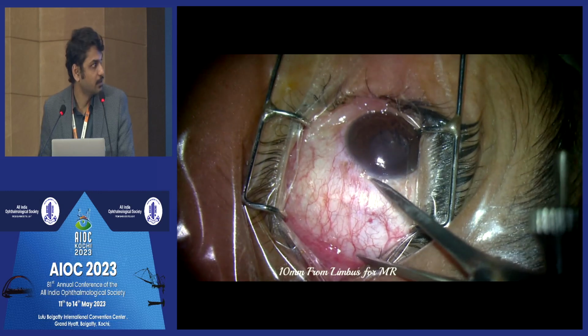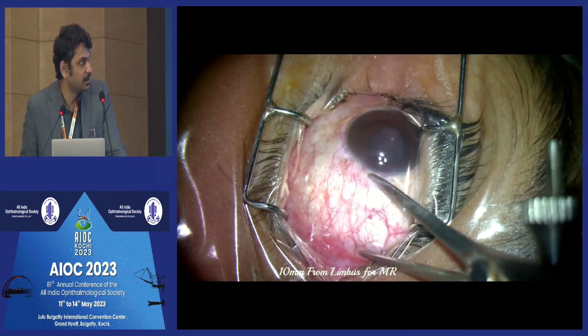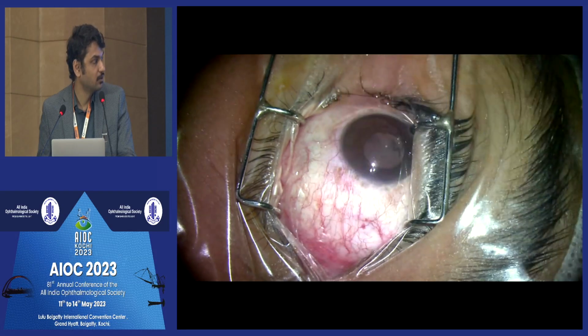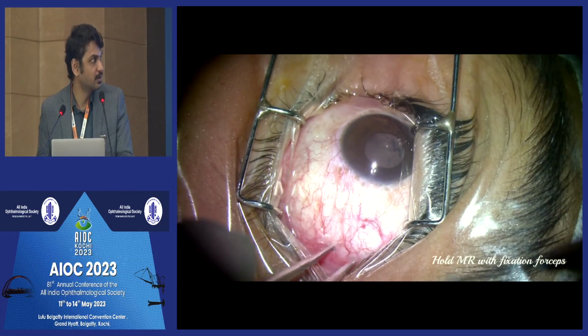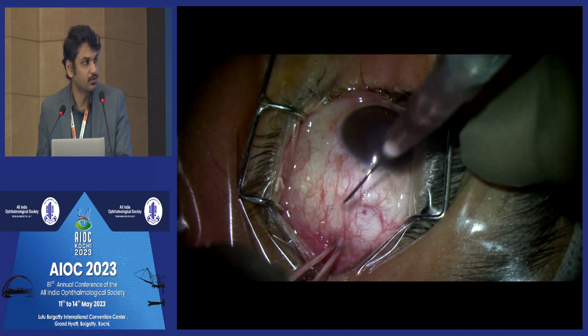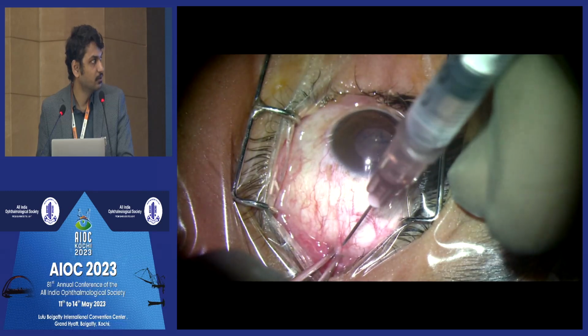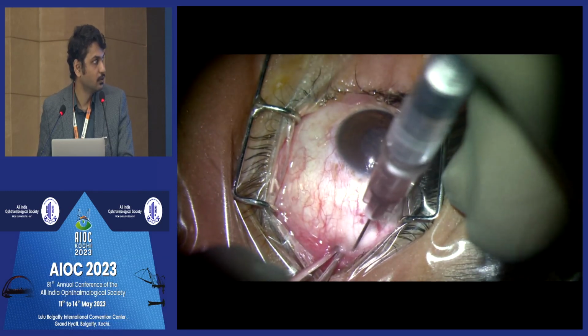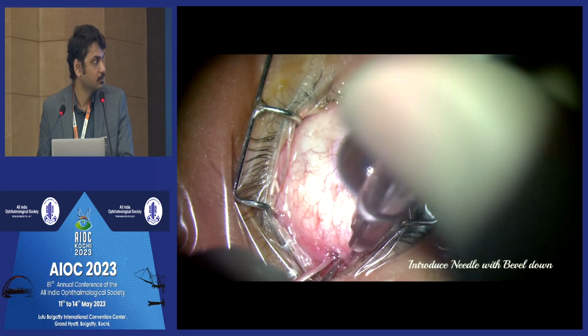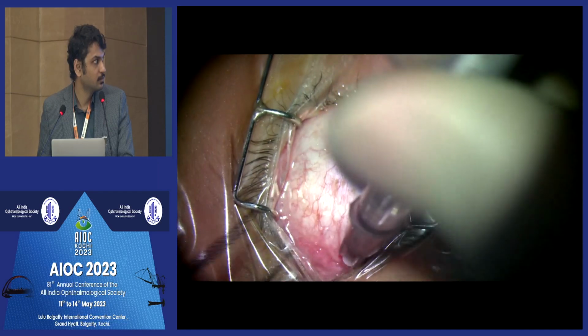So I am giving for MR. You can mark the medial rectus taking 10 mm from the limbus. You just hold the conjunctiva with a fixation forceps, and you can introduce the needle directly with the bevel down into the medial rectus belly. And you have to inject.